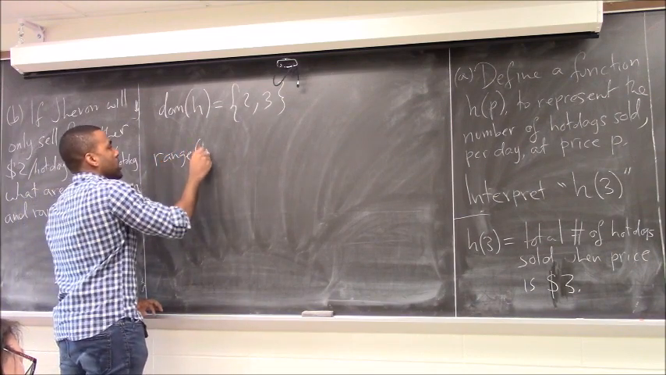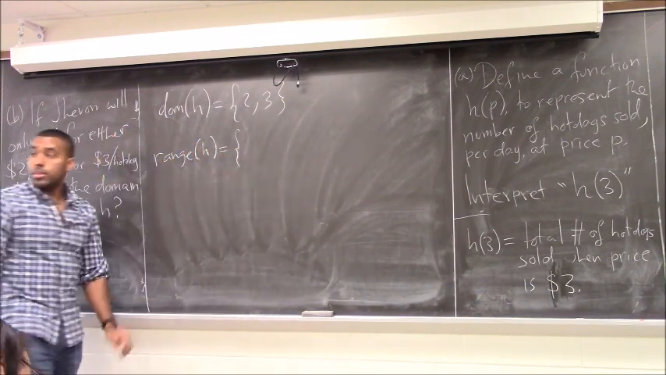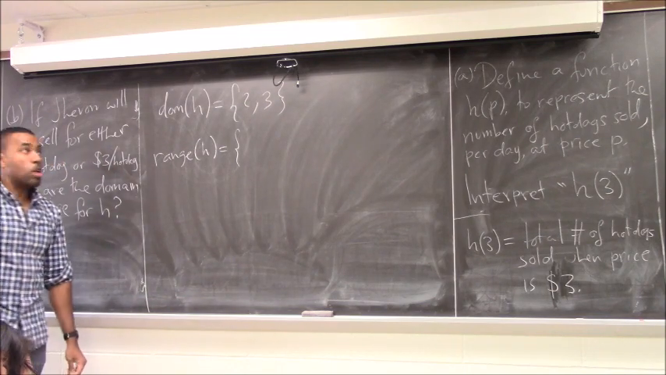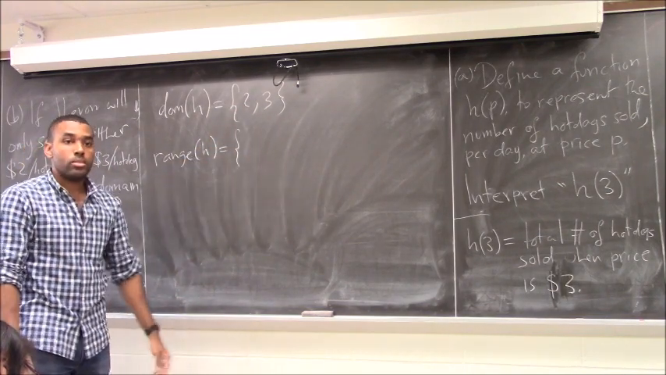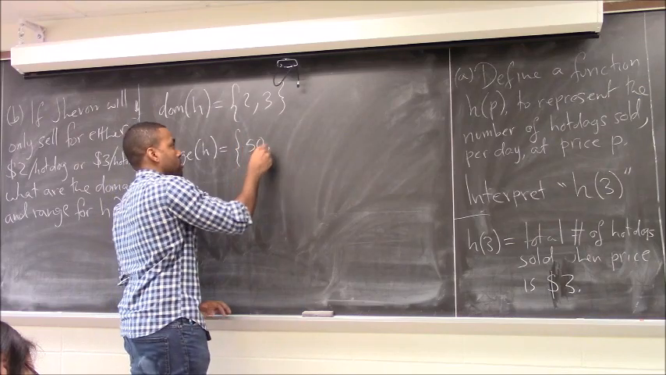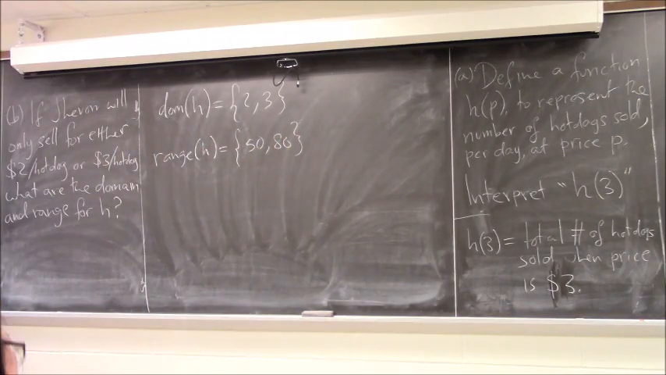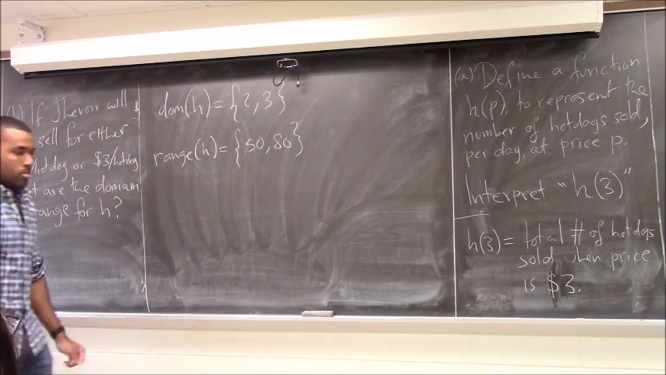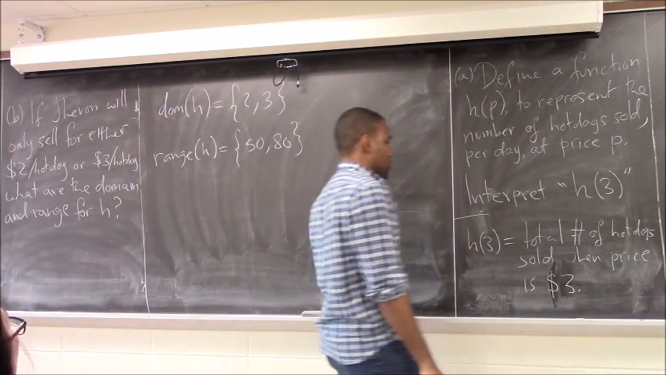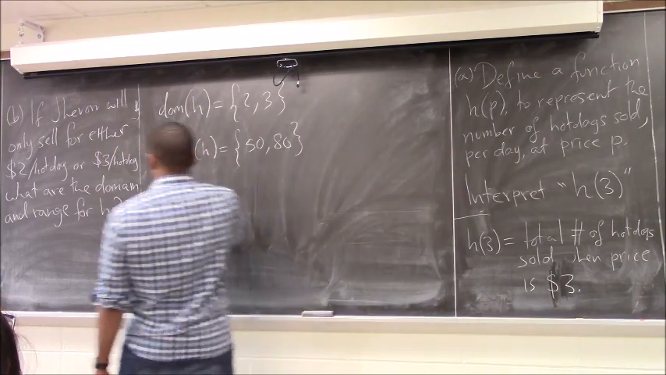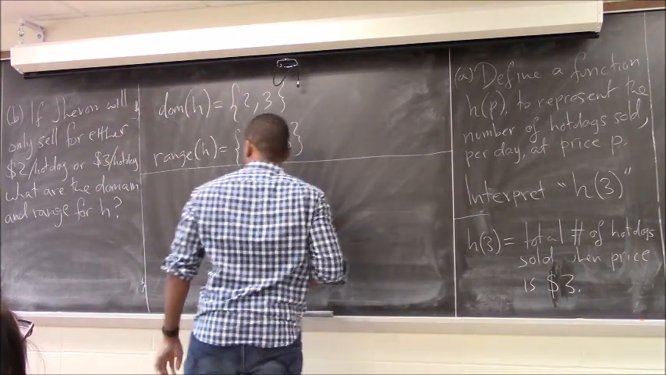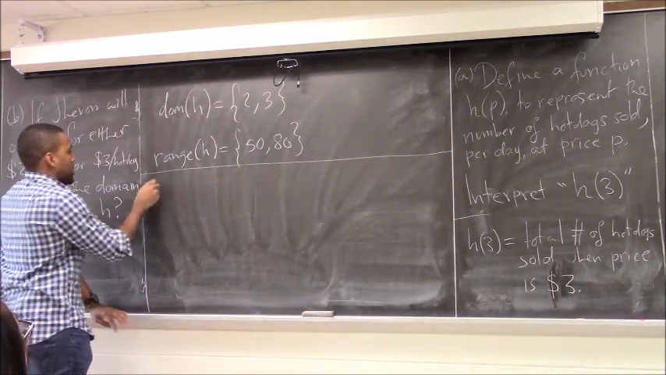What about the range of h? What are the possible outputs for the inputs 2 and 3? 50 and 80. That's it. So here's the actual problem.